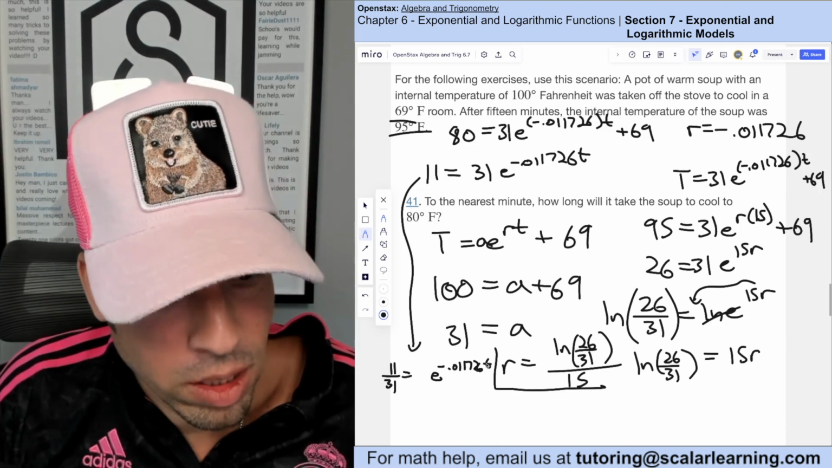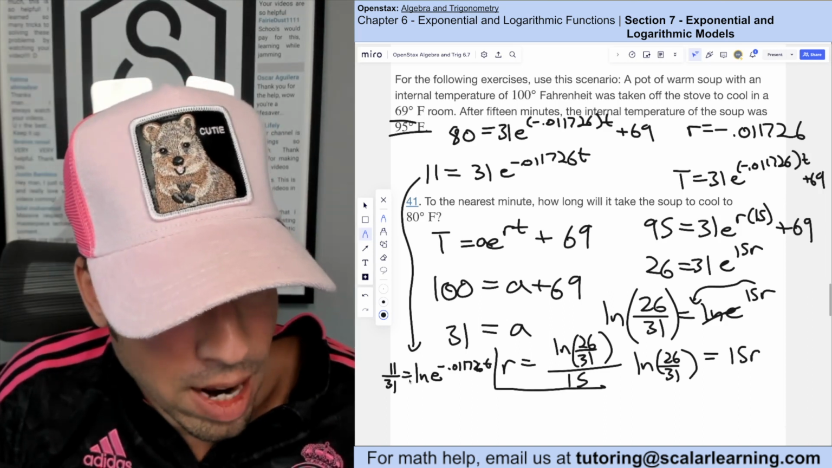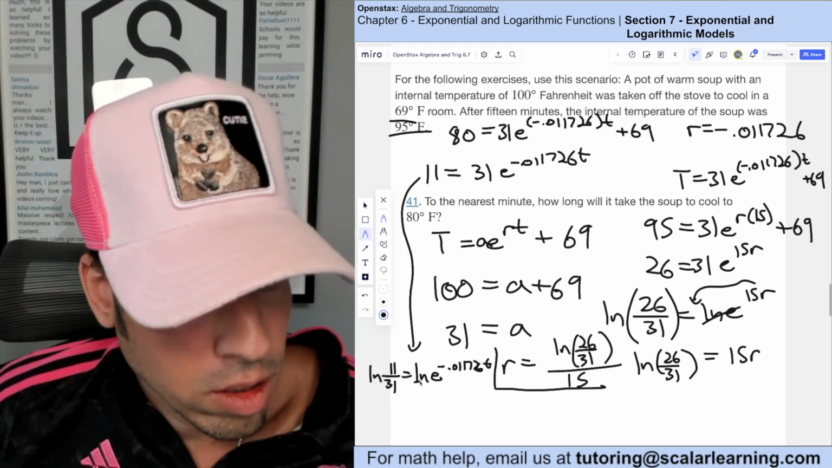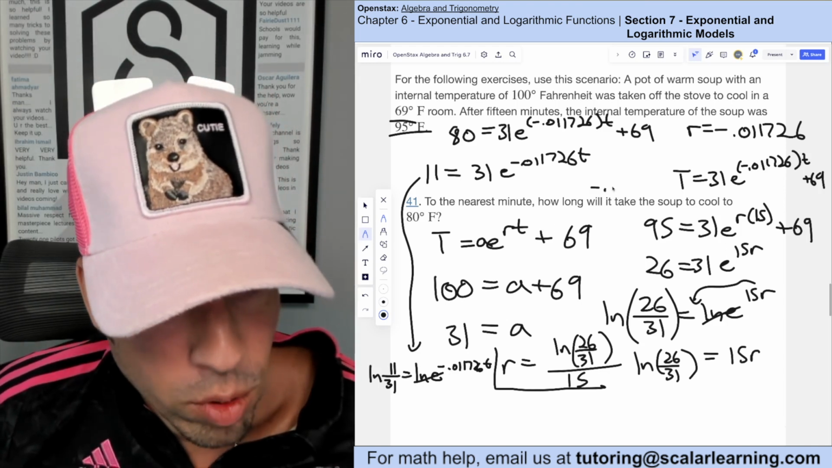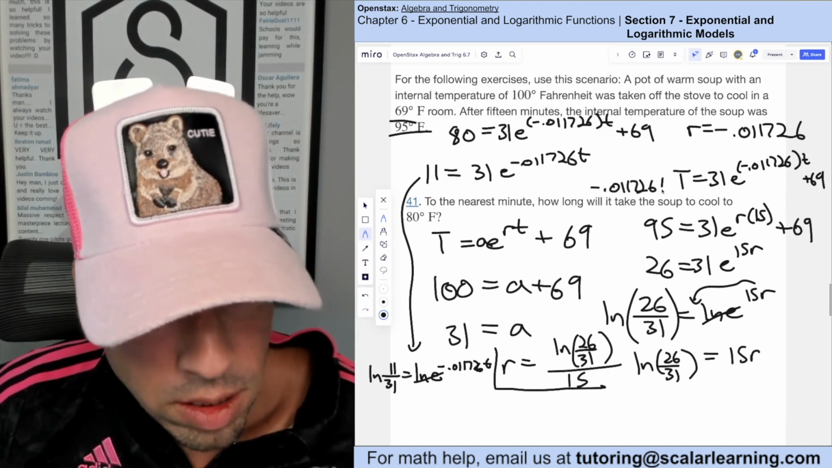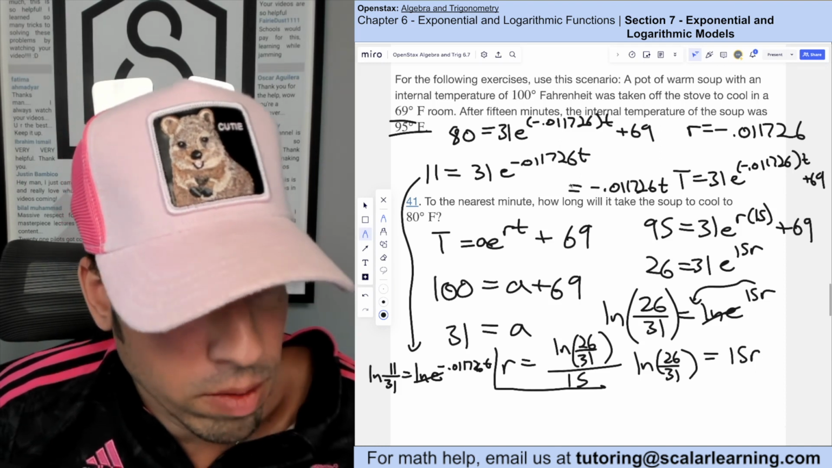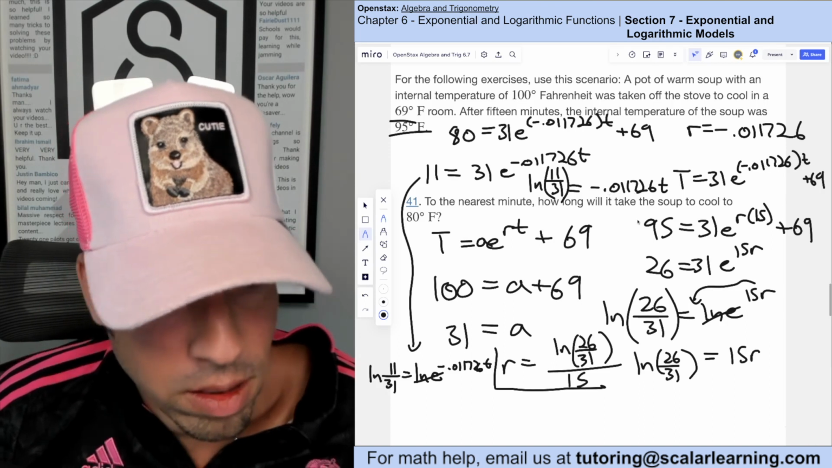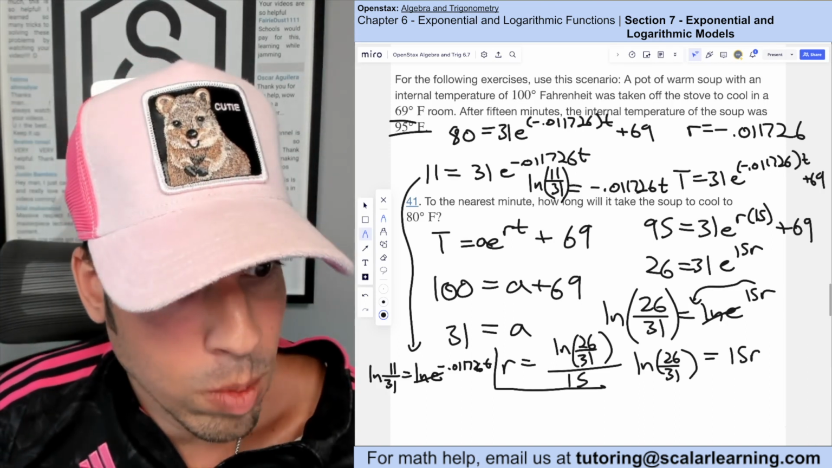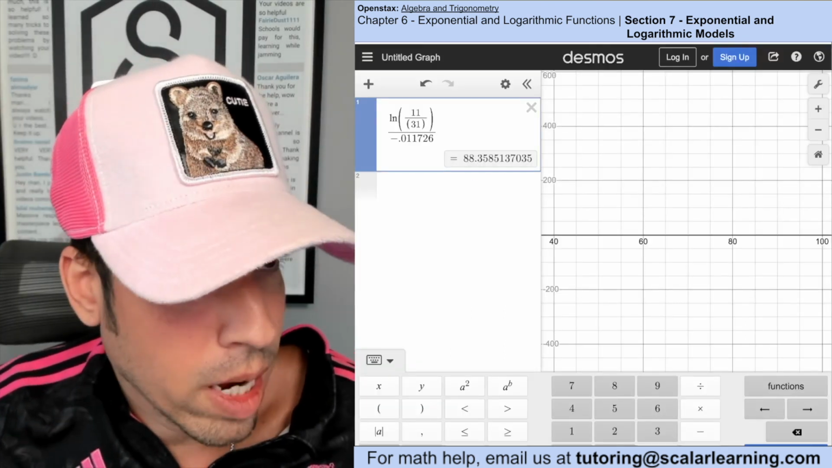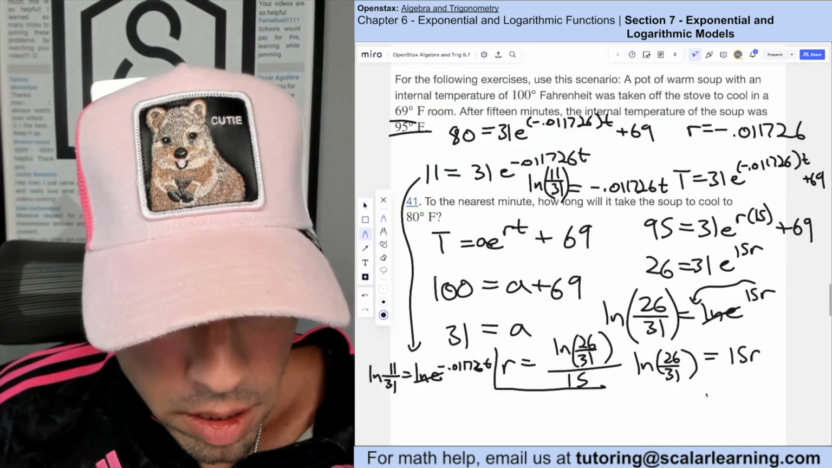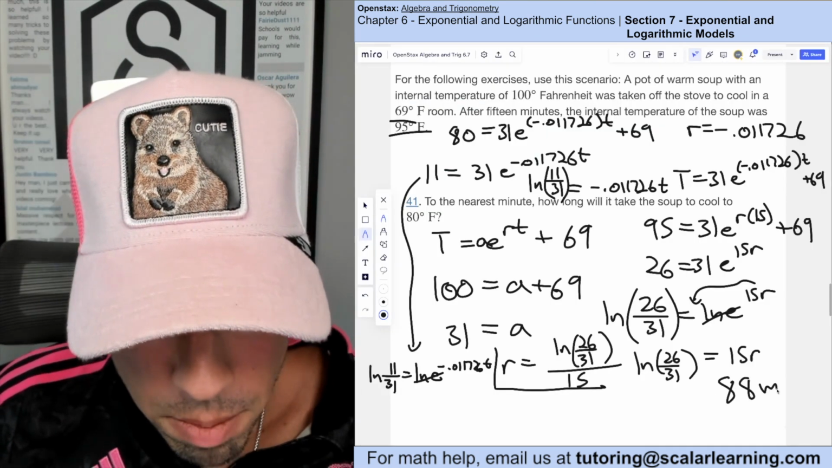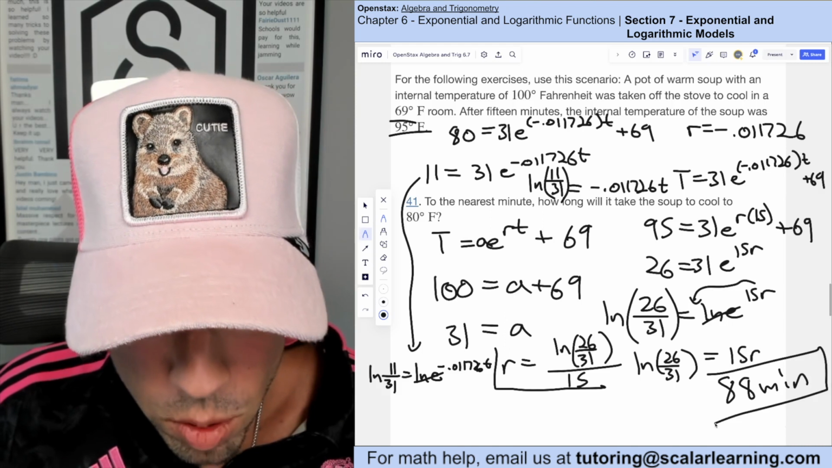Then again, to bring this exponential variable down, I'm going to take the natural log of both sides. So that's going to turn into 1, and then I got negative 0.011726t equals ln of 11 over 31. And then last up, we're going to divide by this negative constant. To get the approximation, we're going to do that in Desmos. And we get this nice approximation of 88. So the final answer is 88 minutes. There you go. Boom. Done.